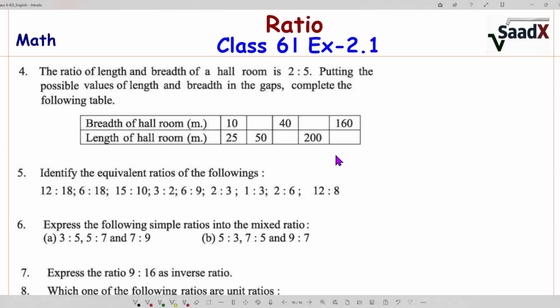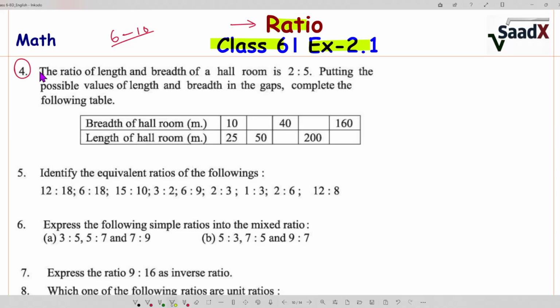Welcome to SAT-X. We are starting a new video on ratio, from exercise 2.1, class 6, but this video can be followed for classes 6 to 10 because ratio is a common topic in the educational system. We are starting from number 4.